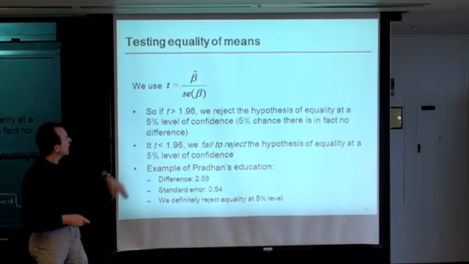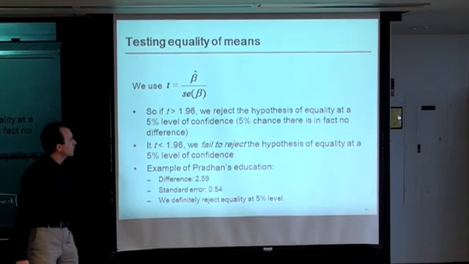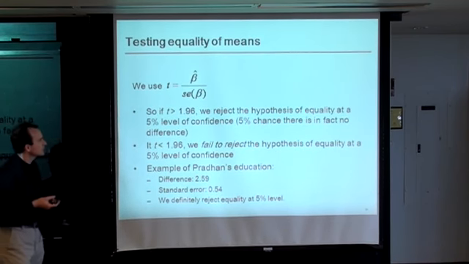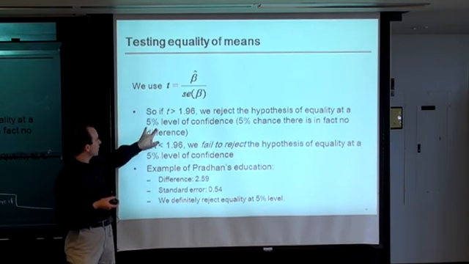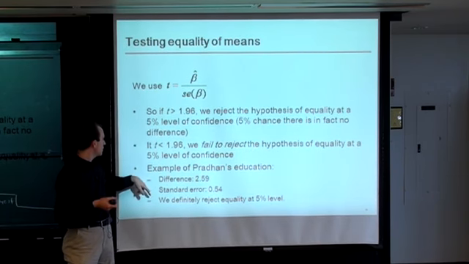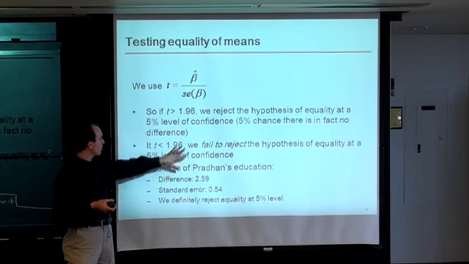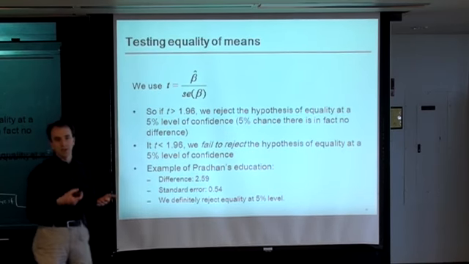So if we calculate this ratio and it's greater in absolute value than 1.96, we're going to reject the hypothesis of equality at the 5% level. So we can reject 0; 0 is going to be outside of our confidence interval. And if it's less than 1.96, we're going to fail to reject it because 0 is going to be inside our confidence interval.